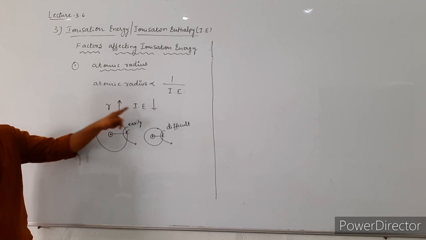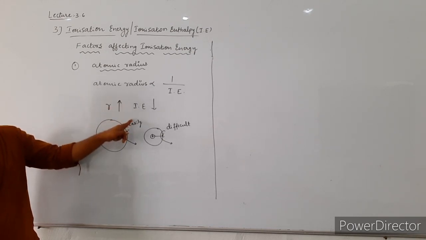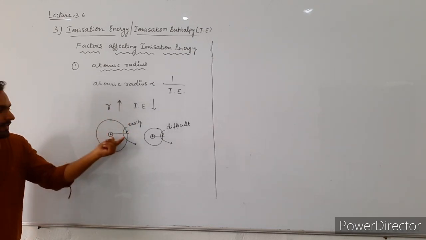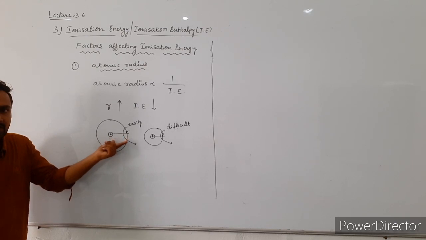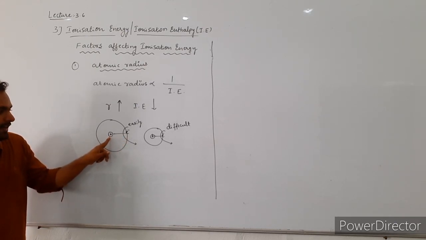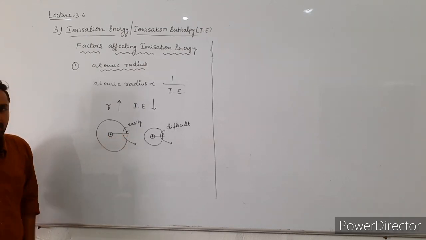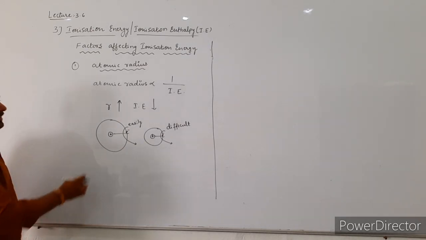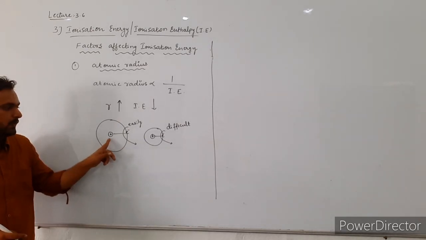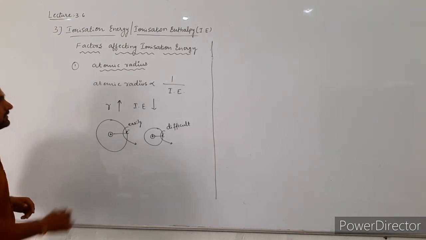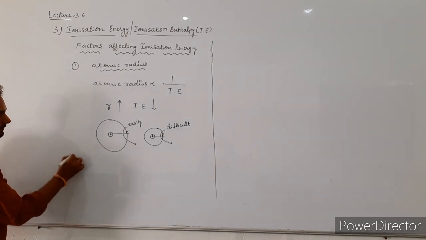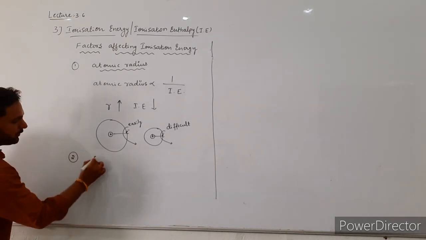Radius increases, ionization energy decreases. Why? As the radius increases, the distance increases. As the distance increases, the force of attraction between the nucleus and electron decreases. The second factor is effective nuclear charge.